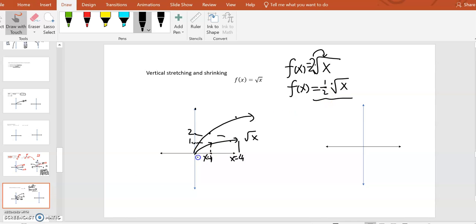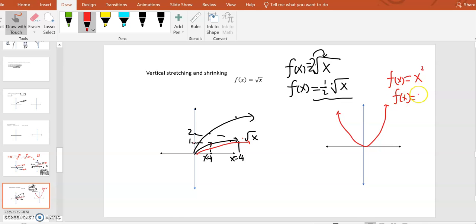What if we multiply by 1/2? If we multiply by 1/2, instead of doubling, the 1 multiplied by 1/2 is going to give us 1/2. And again, the 2 divided by 2 will give us a 1. So actually the graph is going to be shrunk. And for radical x, it might not be very straightforward, and it may not be easy to see how it's shrunk or how it's stretched. But if we look at a parabola, it's much easier to see.